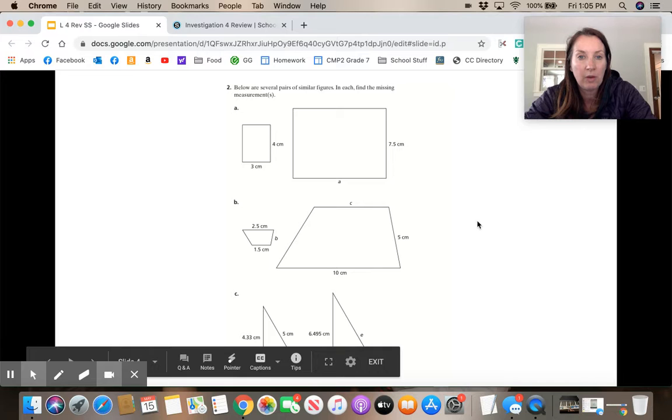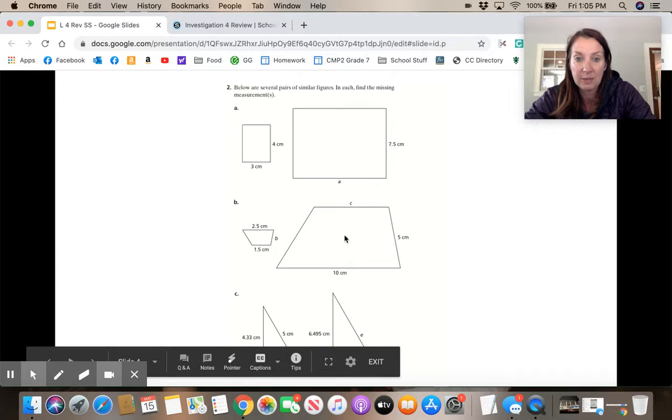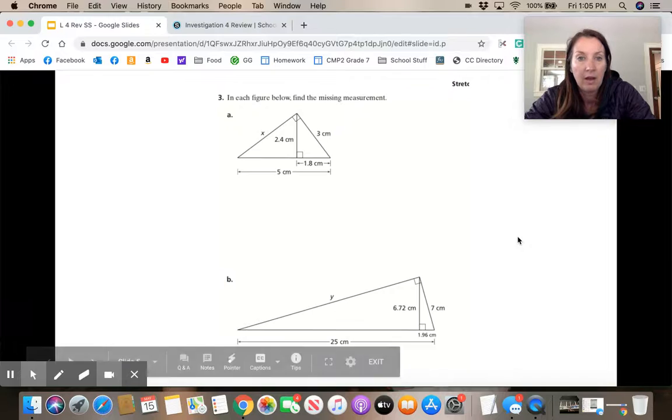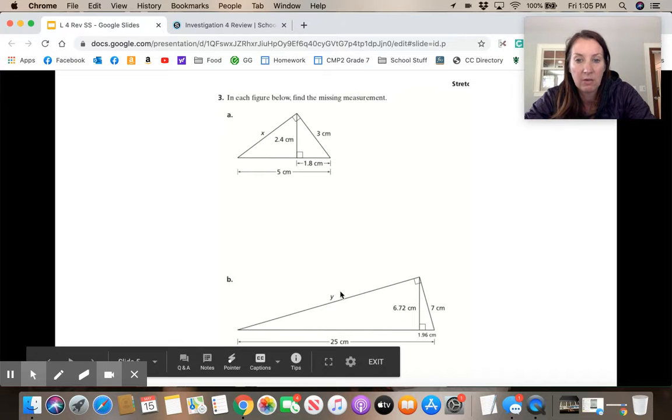Question 2, below are several pairs of similar figures. In each, find the missing measurement. So notice, you've got to compare long side to long side. This one obviously has been flipped, right? And in question 3, it says in each figure below, find the missing measurement. So in this one, it wants X, and here it wants Y.